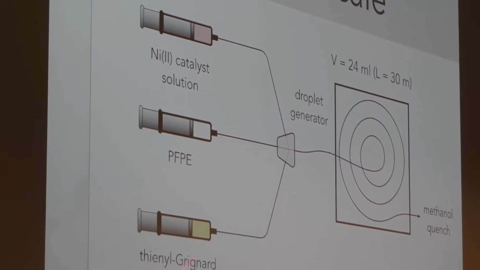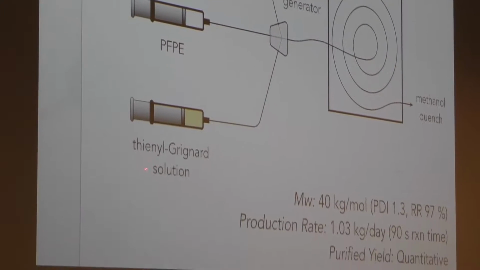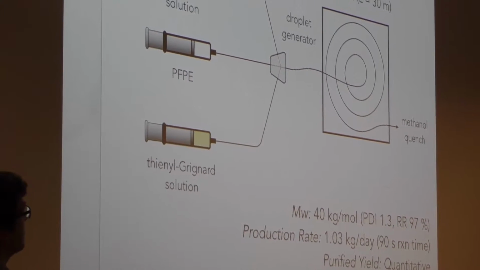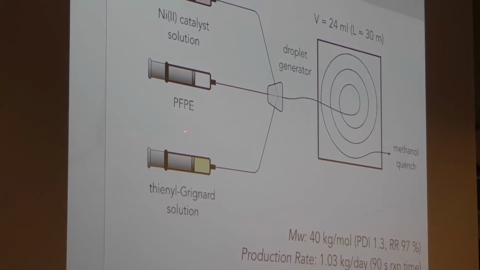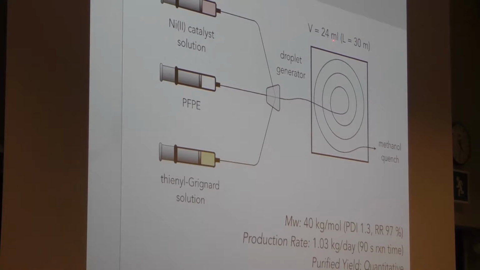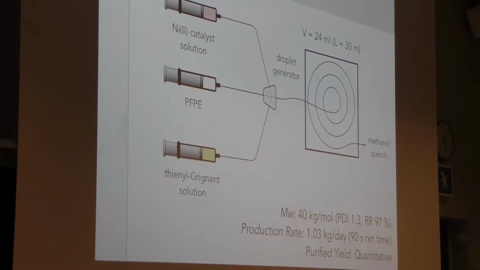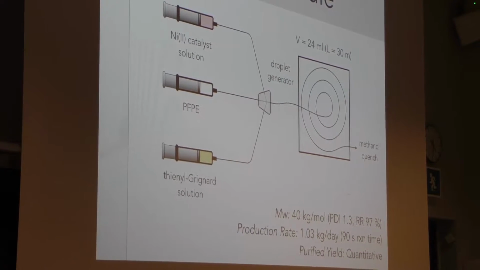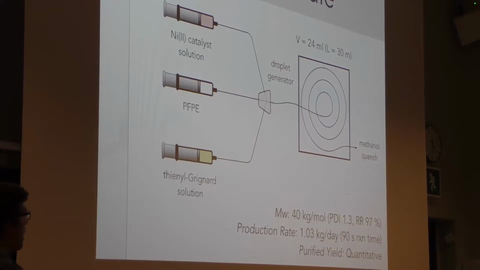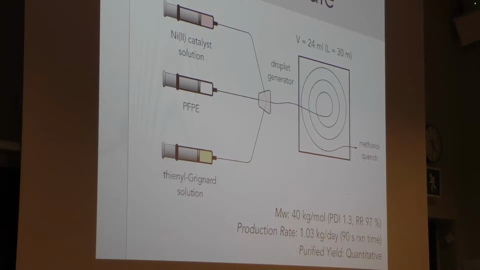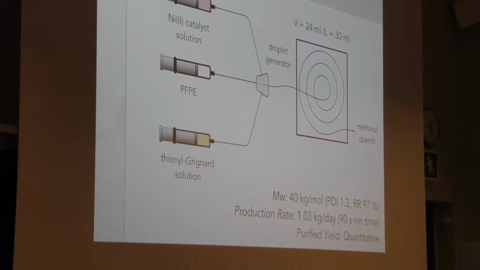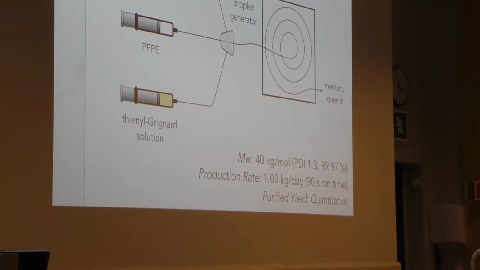Here we were still making it in big batches because it was easier to do. But all we did was increase the volume of our reactor. So before they were around 1 milliliter, 2 milliliter reactors. Now we're going up to 24 milliliter reactors. We go a lot faster, but we're able to get measured production rates of over 1 kilo. And that was our target. We kind of went over it and then stopped.